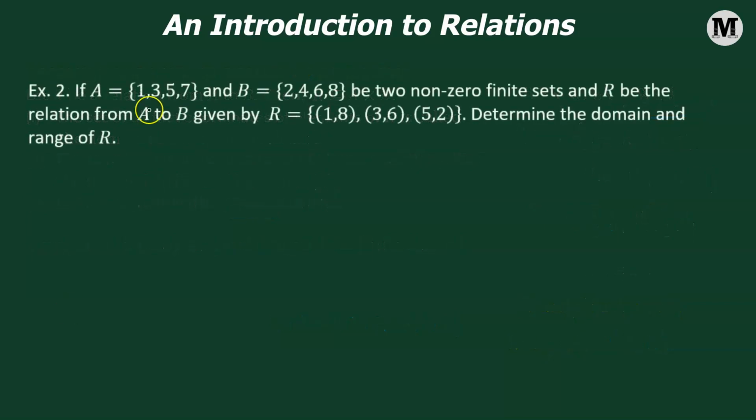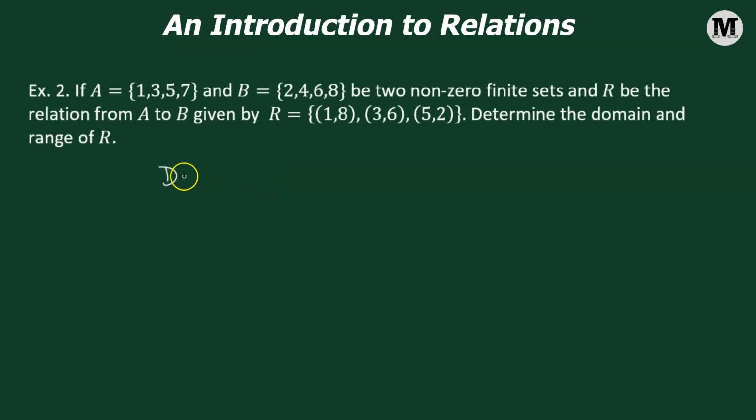So here let's consider an example. We have A and B, two non-empty finite sets, and R is a relation going from A to B, which is defined as the set containing three ordered pairs: (1, 8), (3, 6), and (5, 2). What we need to do is determine the domain and the range of the relation R. That's a very simple task.